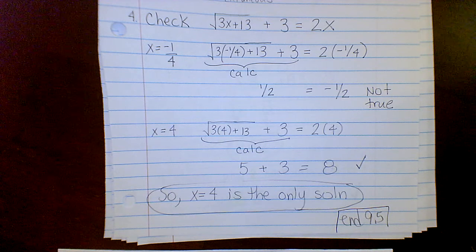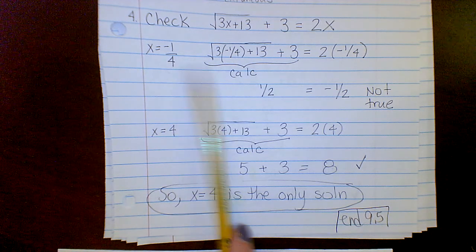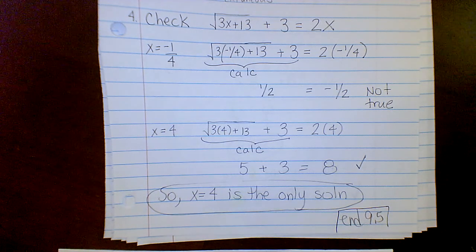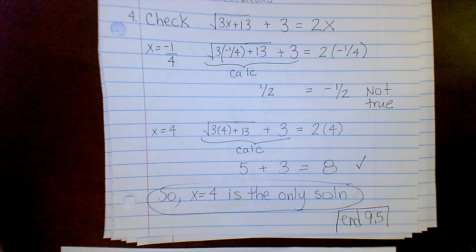Now it is possible that both of your answers can be extraneous. It's possible that neither answer is extraneous. So just kind of know that going in, that if you get one that's extraneous, don't just assume that the other one is okay. It most likely is going to be okay, but just don't make that assumption. So, okay, that completes section 9.5.